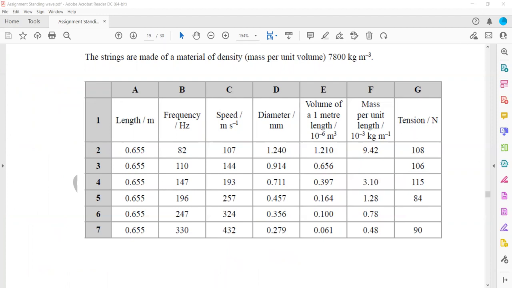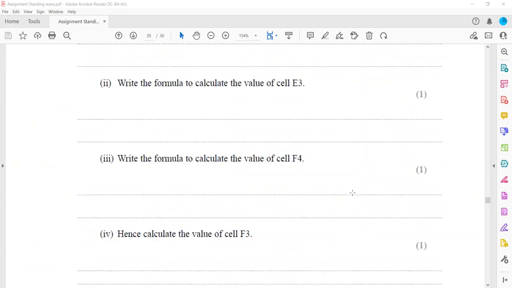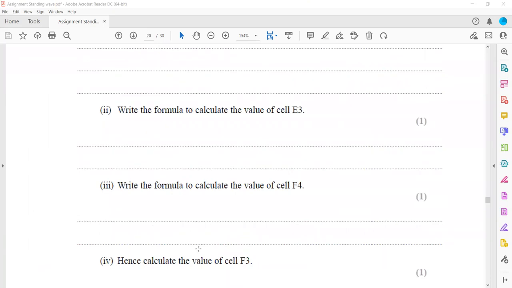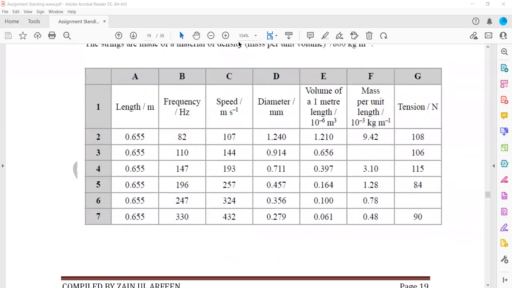Then we have to complete, hence calculate cell F3. How to calculate F3? How will I get the value for F3? So what simply I have to do? E3 is there, multiplied by 7,800. So 7,800 multiplied by E3, I'll get the mass per unit length, and in this case, it will be F.